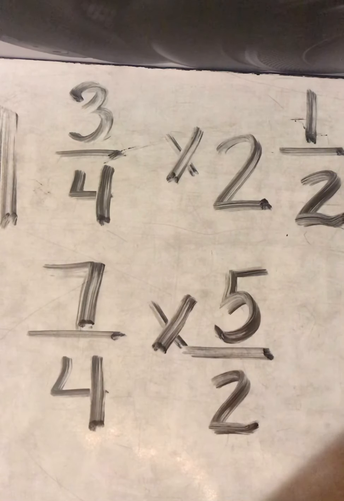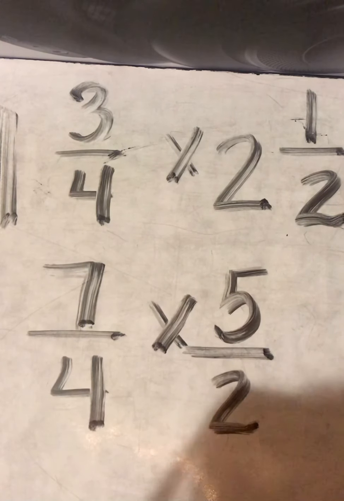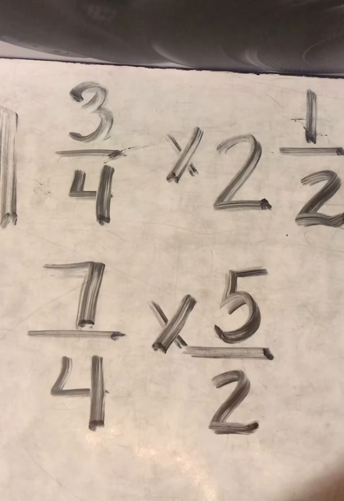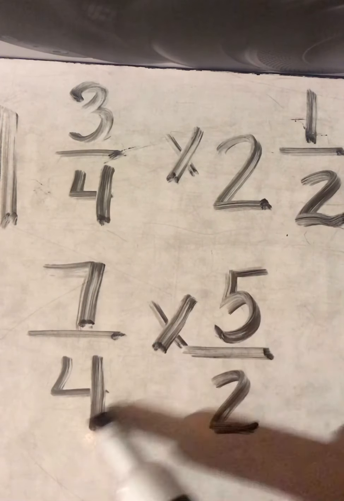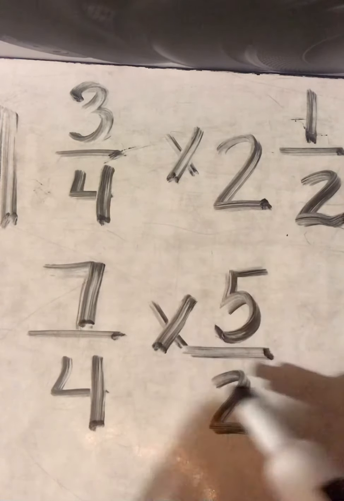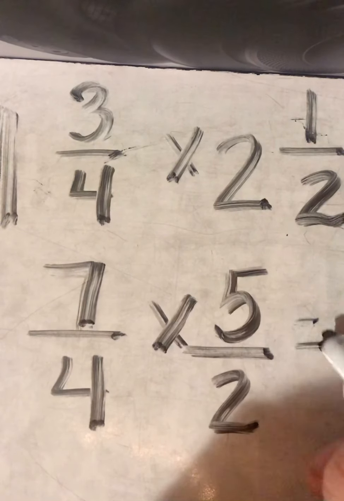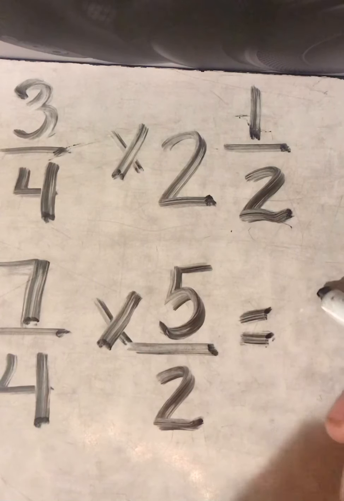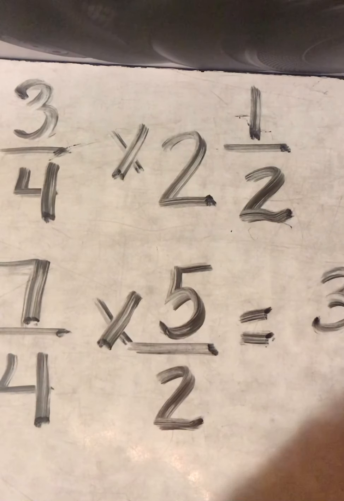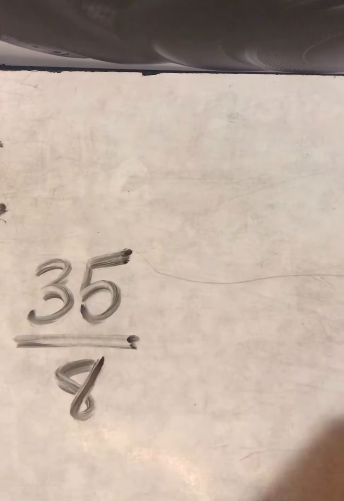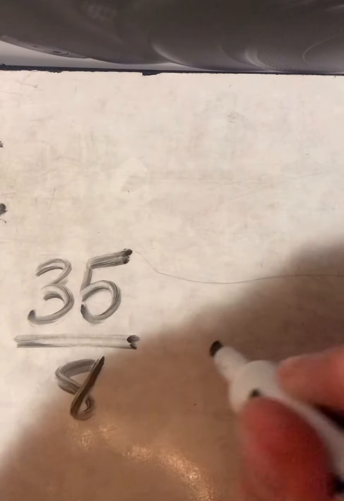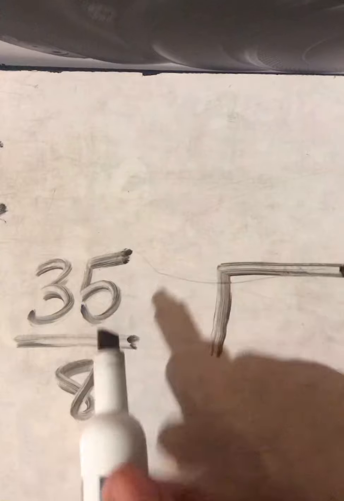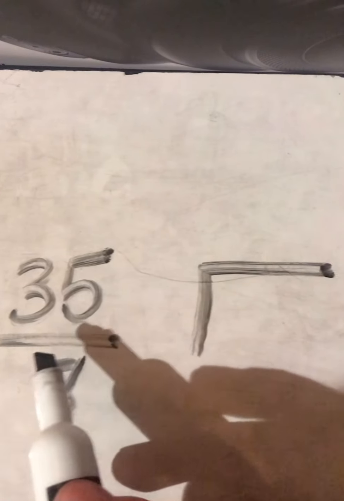Step number 2 is to cross-simplify if possible. 4 and 5 share no common factors. 7 and 2 share no common factors. So I move on to step 3, which is to multiply across horizontally. 7 times 5 is 35. 4 times 2 is 8. And we stopped here. Now the next step is to change the improper fraction into a mixed number.